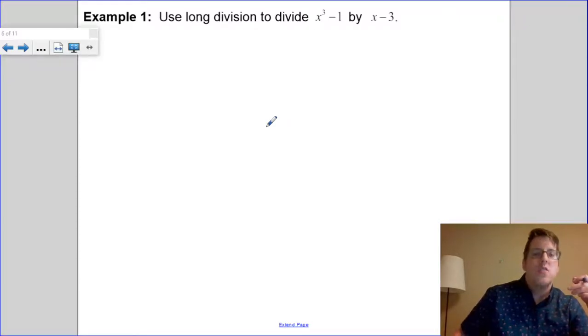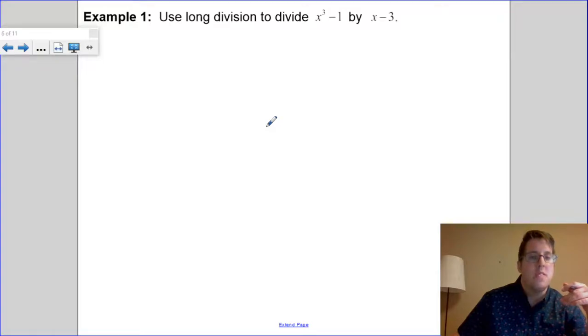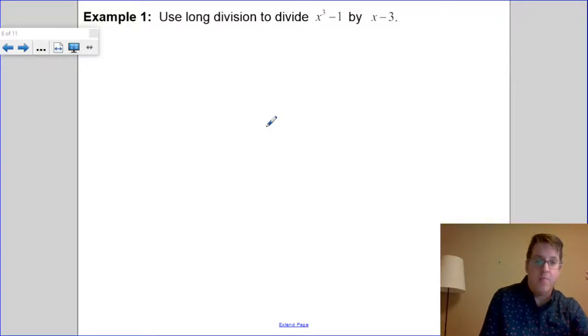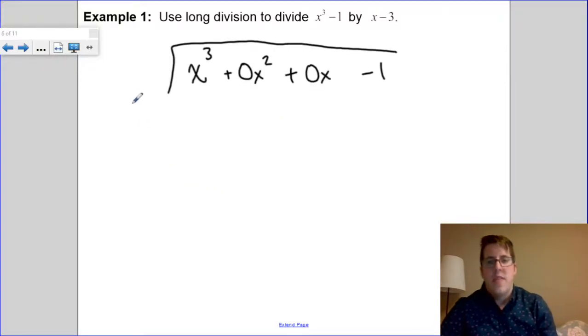If you're going to do polynomial long division, you want to write out the entire problem, the dividend and the divisor, and you want to leave spaces for any powers that are missing. So for example, this x cubed minus 1, I'm going to make sure that I leave a space for the x squareds and the x's. So I'm going to write that out now. And then my divisor, of course, will go over here just as we're used to.